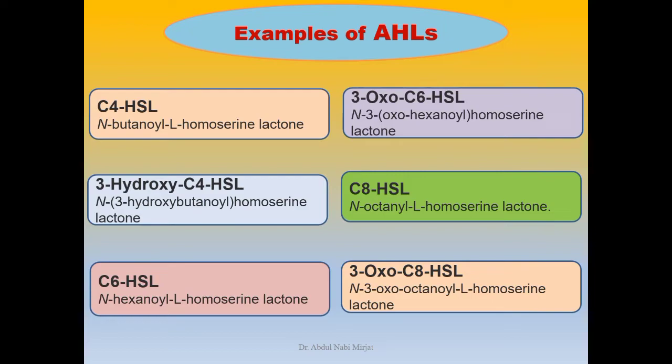A single bacterium can produce more than one AHL. Even in some reports, one bacterium can produce more than 5 to 6 N-acyl homoserine lactones, and all these produced signal molecules will be utilized for communication purposes.